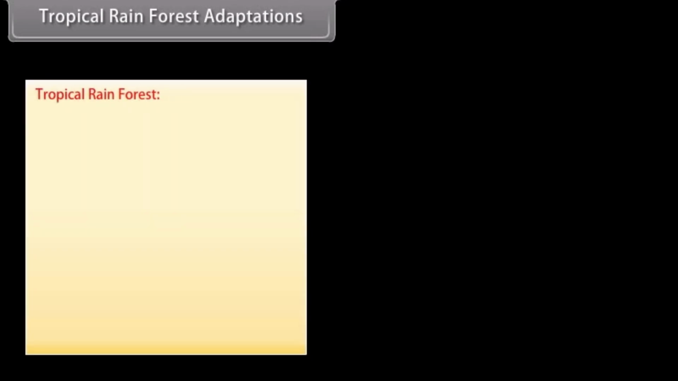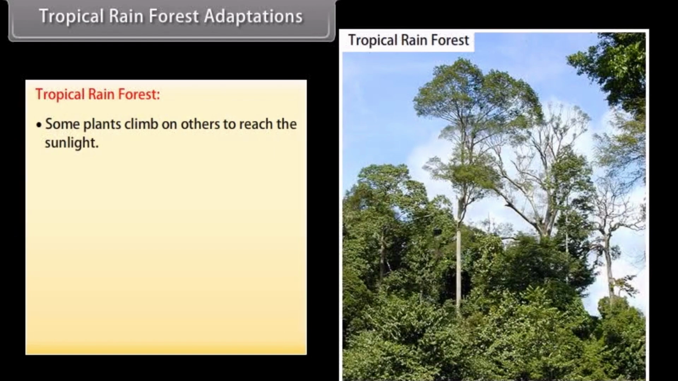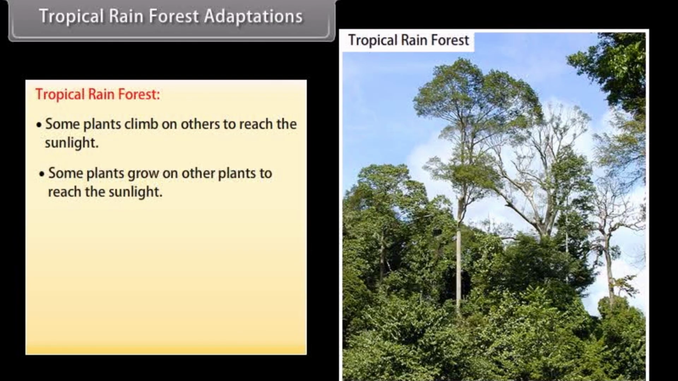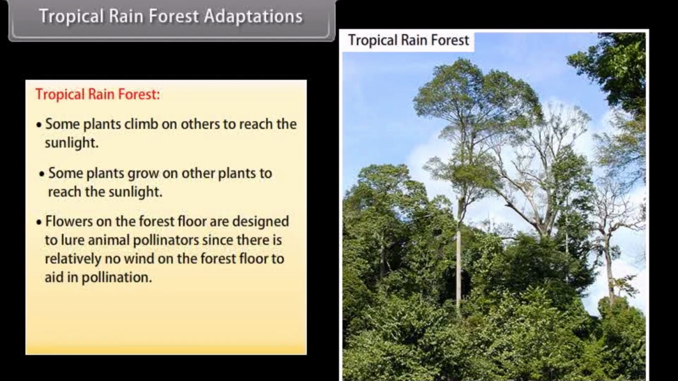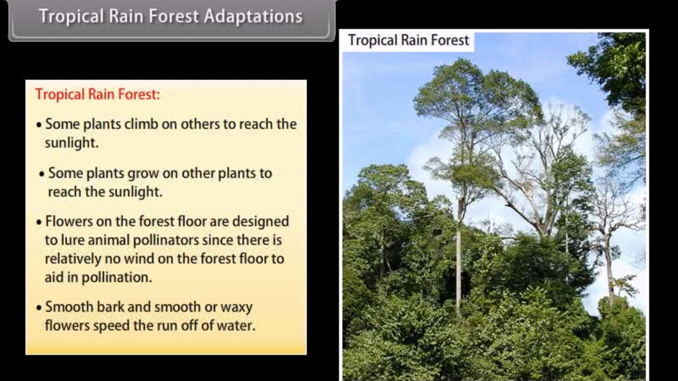Tropical rainforest adaptations. Some plants climb on others to reach the sunlight. Some plants grow on other plants to reach the sunlight. Flowers on the forest floor are designed to lure animal pollinators since there is relatively no wind on the forest floor to aid in pollination. Smooth bark and smooth or waxy leaves speed the runoff of water.